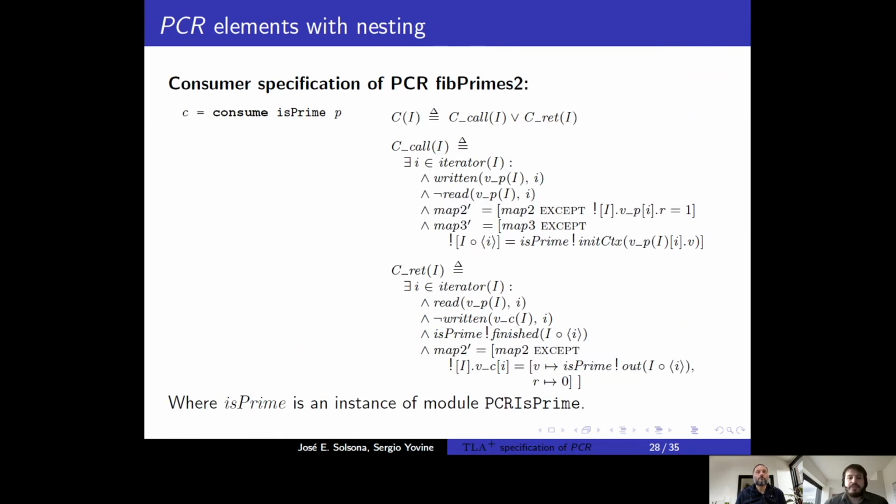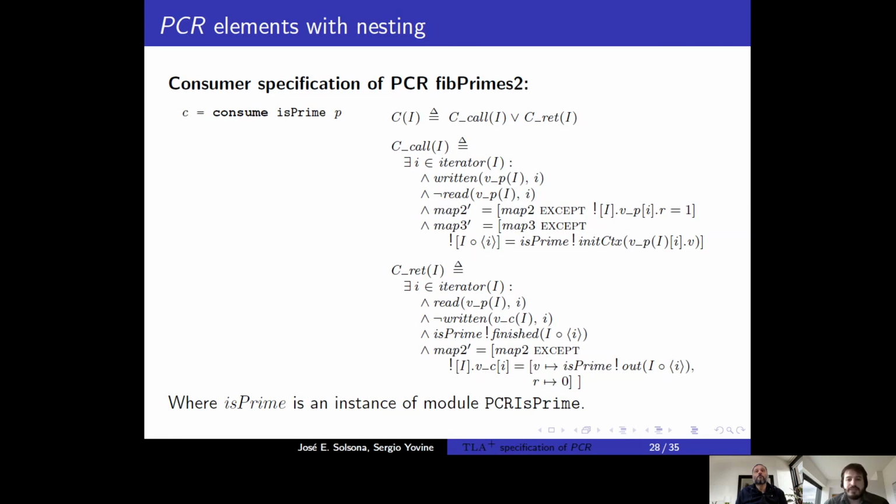Now, for the consumer specification of PCR Fib'2, we have that the consumer call is split in two parts, call and read. In the first part, the action call, an index A is nondeterministically chosen from the iterator, for which BP has been written and has not been read. So the current context mapping, in this case map2, is updated, marking BP as read, and the context mapping of the module isPrime is updated with the corresponding initial context.